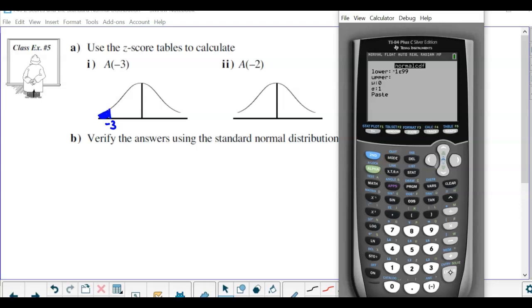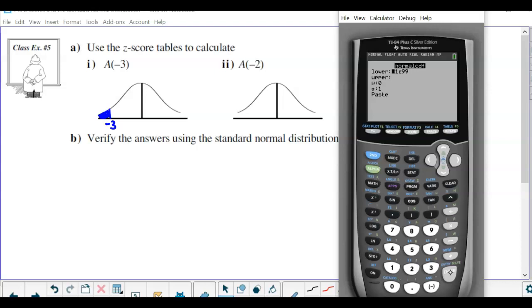Okay, so lower here, if you get these prompts. A couple of you don't have the prompts, what to fill in. So who does not have lower, upper? 1, 2, 3, 4, 5, 6, 7.